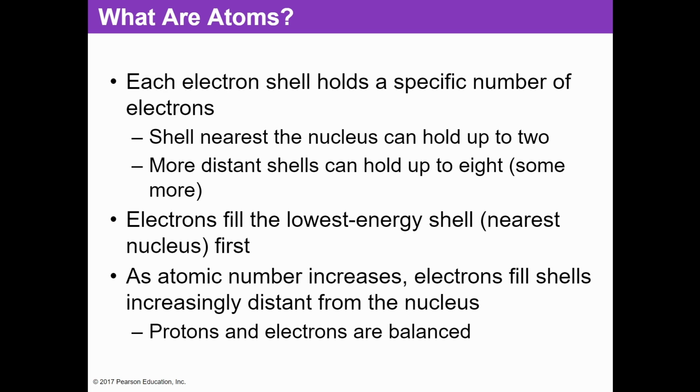And as atomic number increases, meaning as the number of protons in an atom increases, we're actually looking at different elements, and the electron shells fill increasingly, and we get more and more orbitals for bigger atoms. But regardless of the number of electrons in a chemically neutral atom, protons and electrons are balanced.